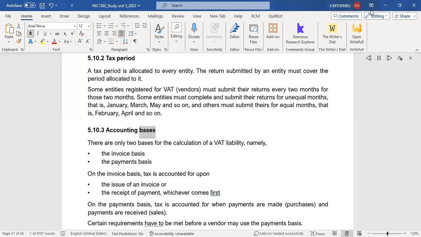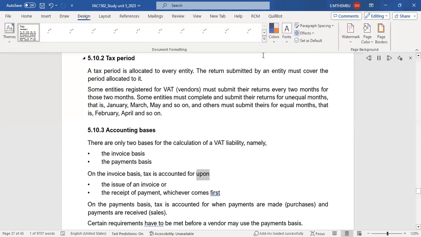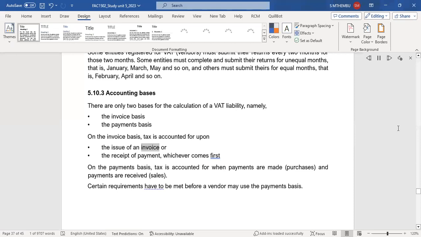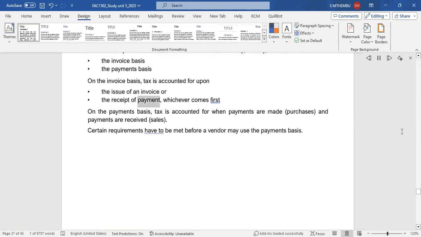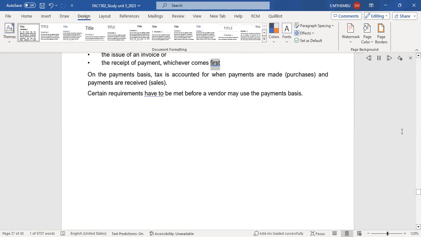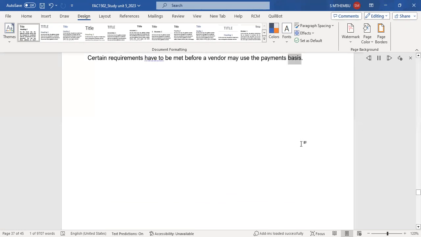5.10.3 Accounting bases. There are only 2 bases for the calculation of a VAT liability, namely the invoice basis and the payments basis. On the invoice basis, tax is accounted for upon the issue of an invoice or the receipt of payment, whichever comes first. On the payments basis, tax is accounted for when payments are made, purchases, and payments are received, sales. Certain requirements have to be met before a vendor may use the payments basis.